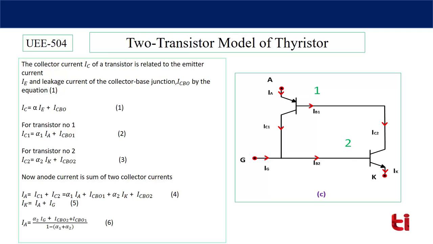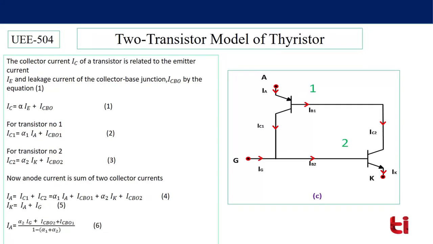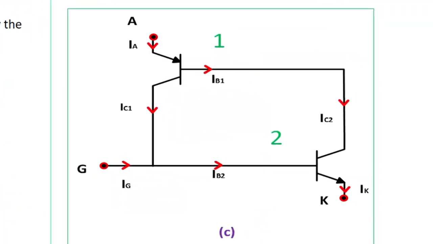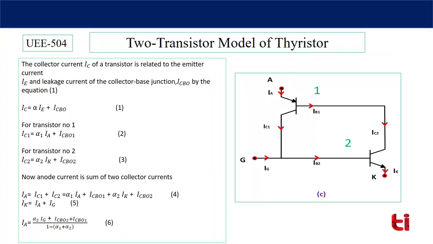So for transistor number 1, we can write the equation IC1 is equal to alpha 1 IA plus ICB01. For transistor number 2, IC2 is equal to alpha 2 IK plus ICB02. You can note that in place of IE, I have written IA for transistor number 1. Now come to this diagram, see here this emitter current is equal to anode current. That's why I have replaced IE by IA. Similarly, in equation number 3, IK is replaced by IE. You can say IK is equivalent to the emitter current of transistor number 2.